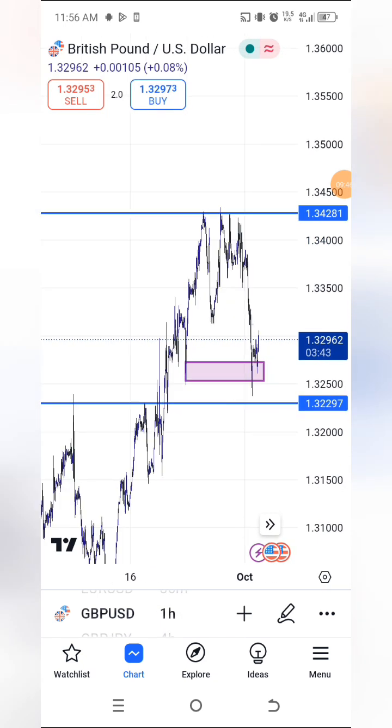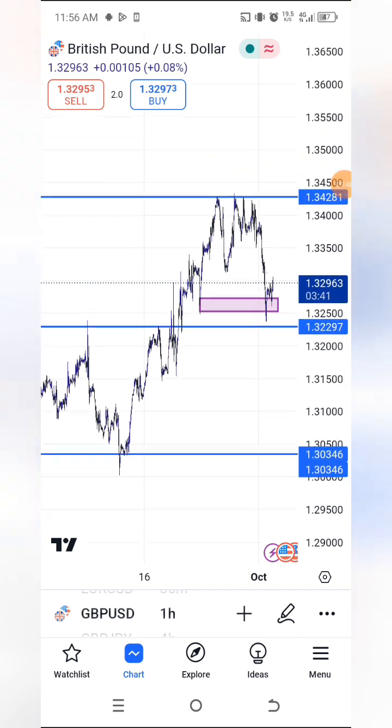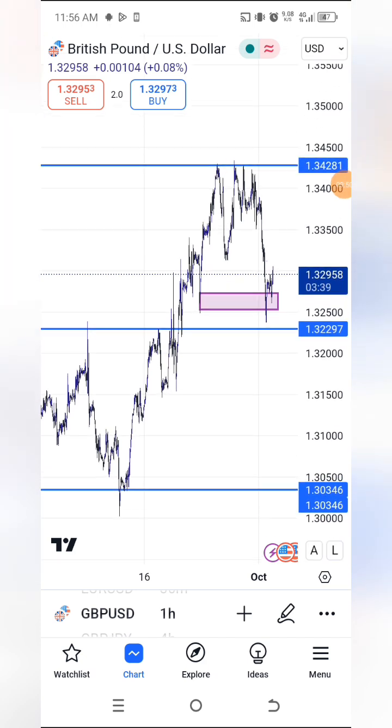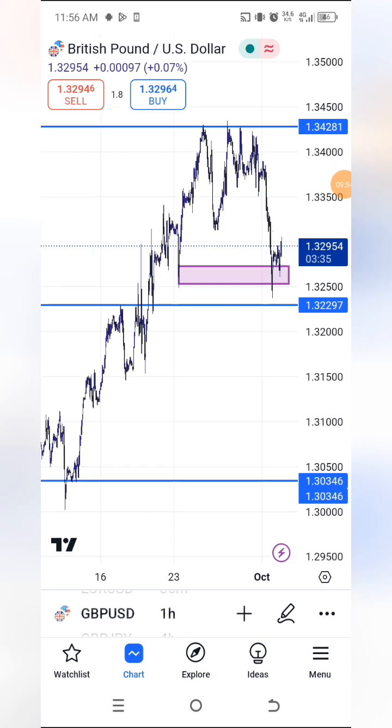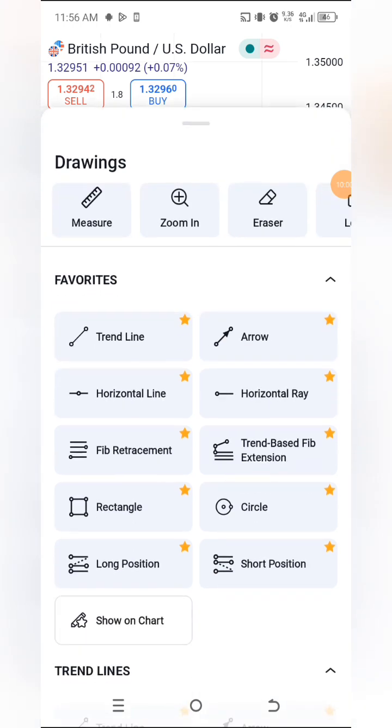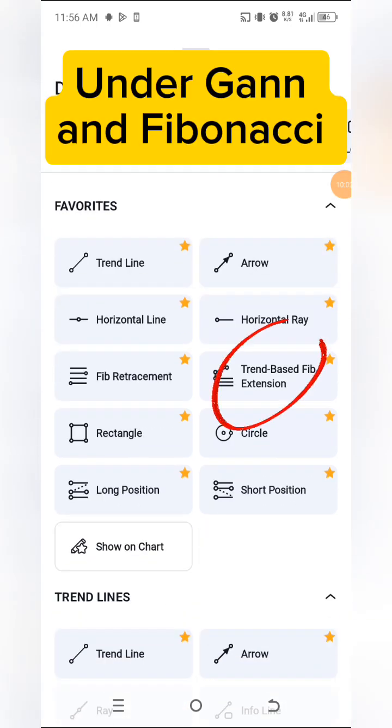So what you are going to do, for you to draw a fib extension to guide you to know that if I'm to enter for buy here, which area should I look at to take my profits. So you're going to come under the drawing tool and then get the trend based fib extension.